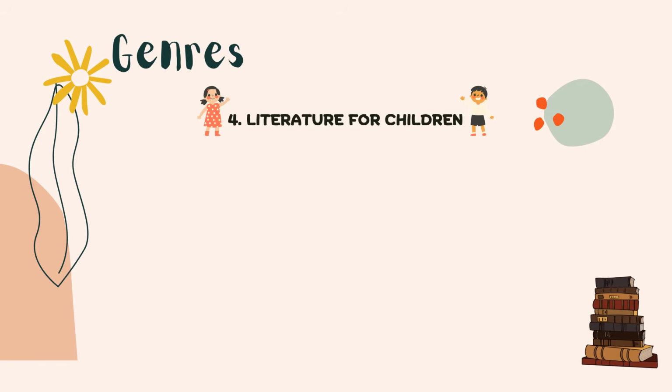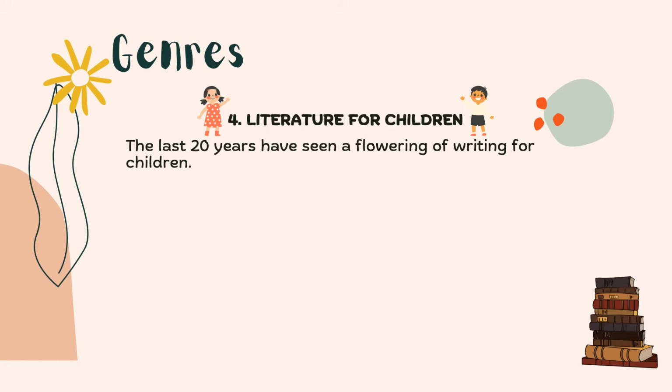Next, we have literature for children. The last 20 years have seen a flowering of writing for children. Among the top representatives of this literature are C.S. Lewis, the writer of Chronicles of Narnia, and J.K. Rowling, the author of the very famous novel Harry Potter. So under the literature for children, we have the science fiction and blog literature.